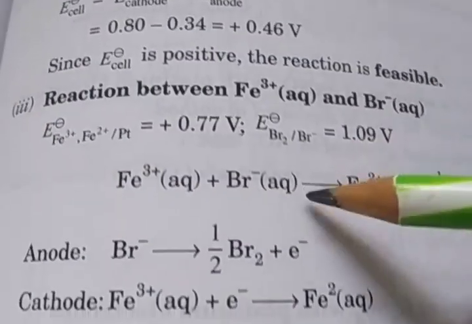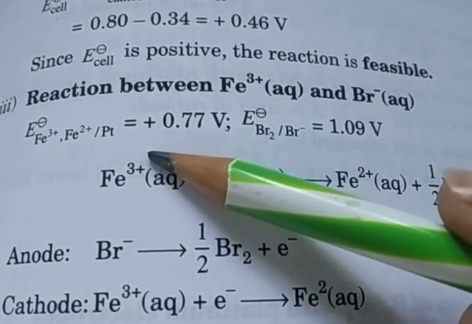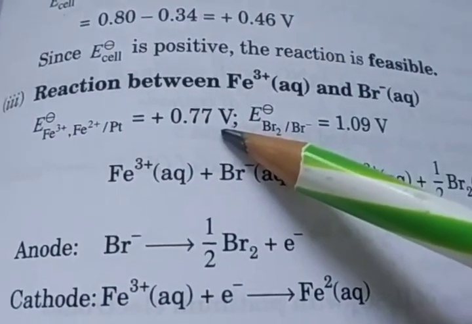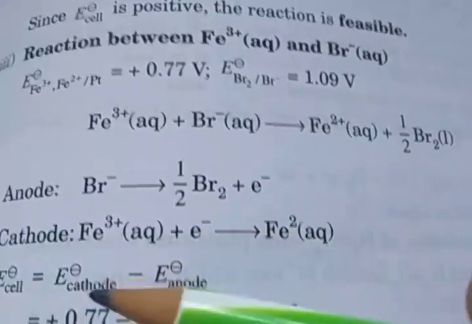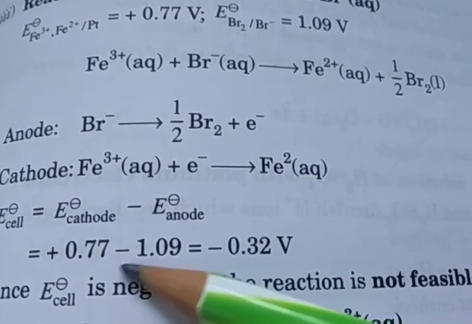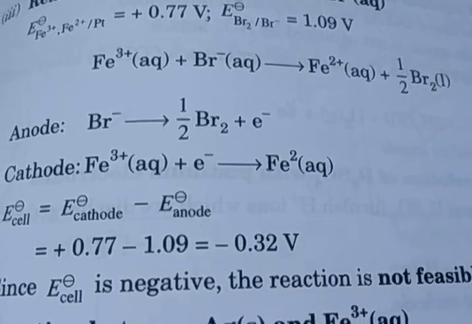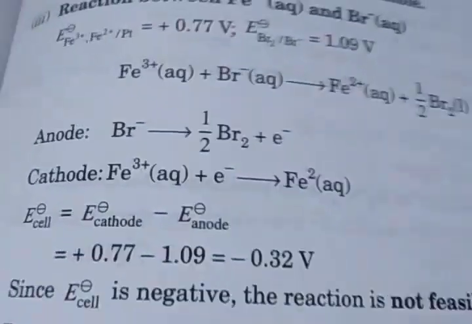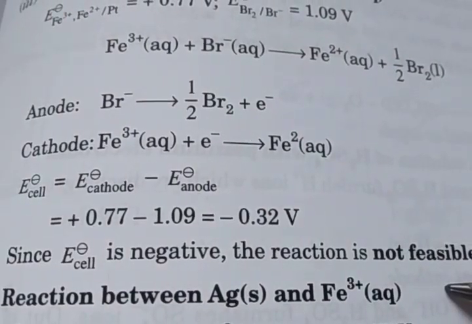Same for the third reaction, between Fe3+ and bromide ion. For Fe it is 0.77 volt and for bromide ion 1.09 volt. So directly the cell potential is E cathode minus E anode, 0.77 minus 1.09, so minus 0.32 volt. Here the E cell potential value is negative, so that means the reaction is not feasible.